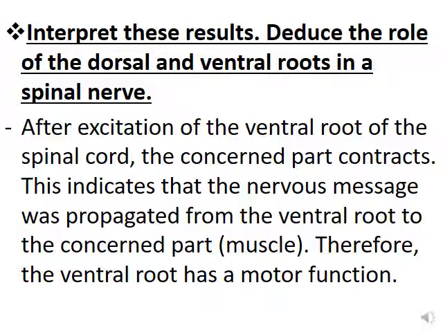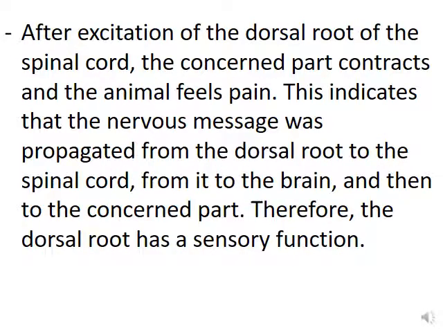So after excitation of the ventral root of the spinal cord, the concerned part contracted. So this indicates that the nervous message was propagated from the ventral toward the concerned part, which is the muscle. So the ventral has a motor function. This is the first one. Second experiment. After excitation of the dorsal root of the spinal cord, the concerned part contracts and the animal feels pain. This indicates that the nervous message was propagated from the dorsal root toward the spinal cord, from it to the brain, and then to the muscle. Therefore, the dorsal root has a sensory function. So dorsal, sensory; ventral, motor.